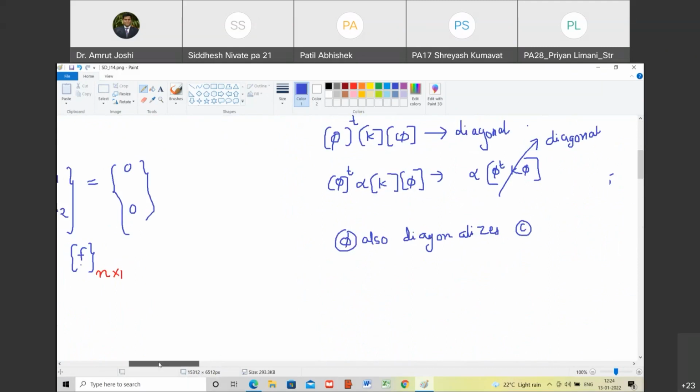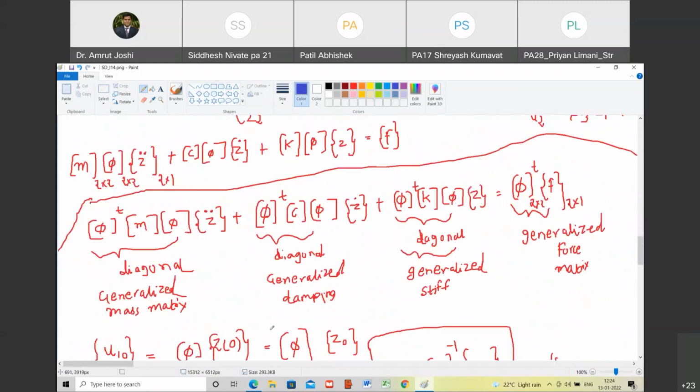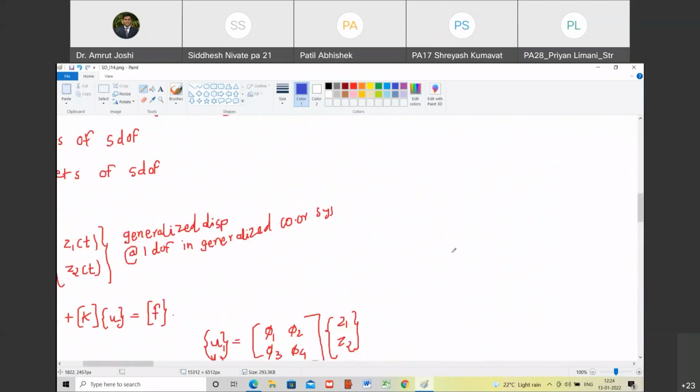Now, even if this C matrix would have been mass proportional damping, that means imagine that you would have C1 here, 0 here, 0 here, and M2 upon M1 times C1 here. So it is mass proportional damping. Then also, this phi will diagonalize that C matrix. Are you with me? Yes, sir.